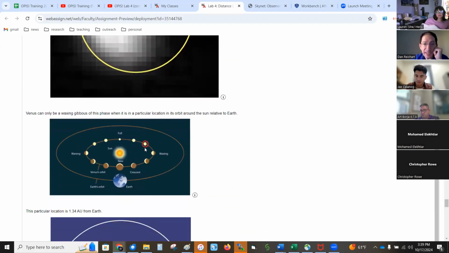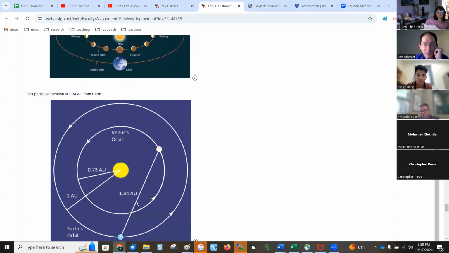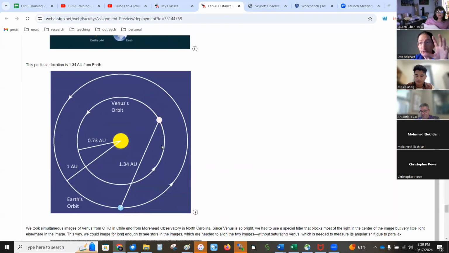And so we're going to do it in this position when it's in this phase. When it's in that gibbous phase, that means it's right here in the orbit. And I've pre-calculated it's 1.34 AU away. So we're using archival data. And in this archival data, Venus is 1.34 AU away. We measure the distance with Earth baseline parallax in kilometers, and then we know how many kilometers are in an AU.